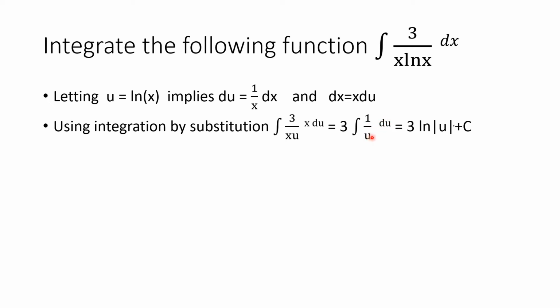Since the derivative of u is equal to 1, because we're integrating with respect to du, then this will yield 3 ln of the absolute value of u plus a constant, because we don't have an integration from lower limit and upper limit, and that's why we have to put the constant of integration. That's going to be equal to plus c. So our final answer will be 3 ln of the absolute value of ln x plus c. That is the answer for this problem.